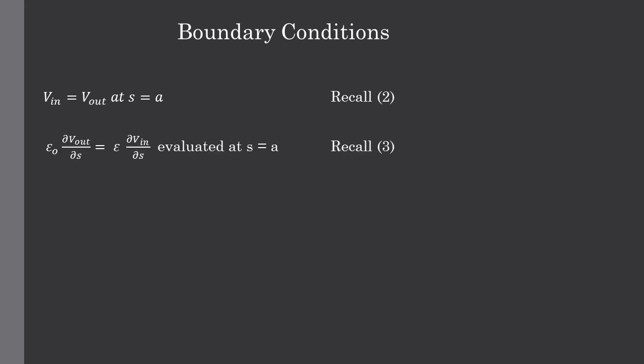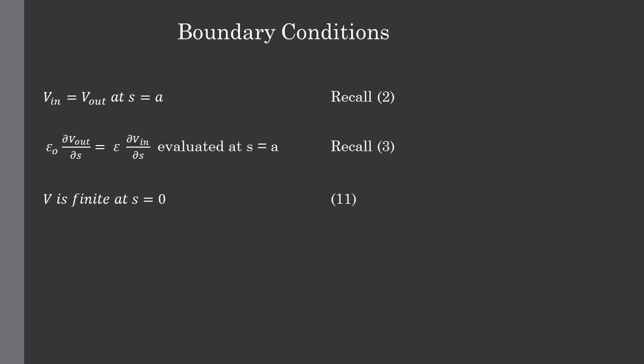So now we can look at the boundary conditions. We're going to recall equation 2, which basically said that we have continuity of voltage across a boundary of the linear dielectric and the outside free space. We are also going to recall equation 3, which connected the partial across the boundary. So we now know that the partial of V with respect to s times epsilon-0 outside is going to equal the epsilon of the dielectric times the partial of V with respect to s inside, and that's at the boundary.